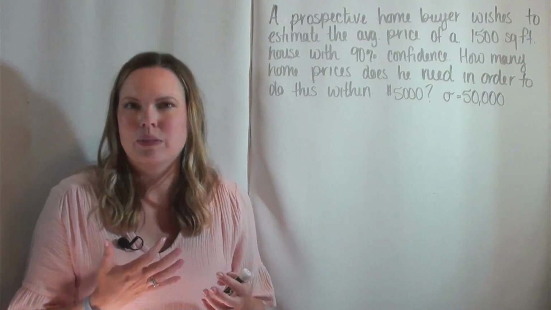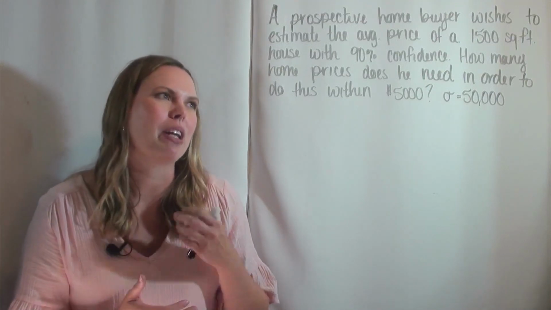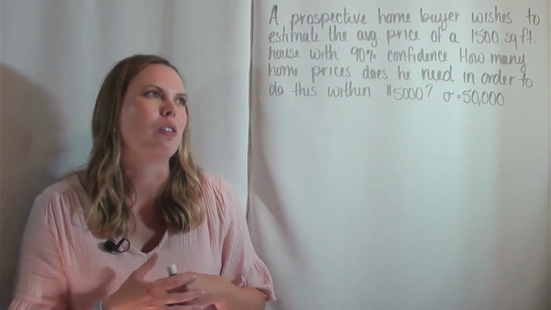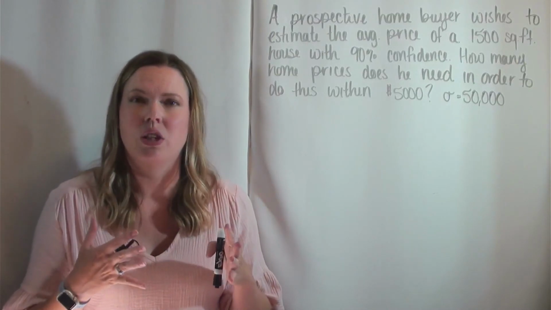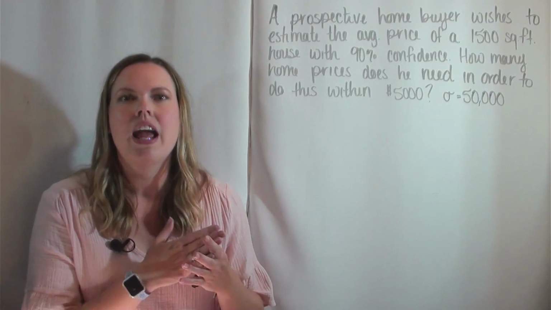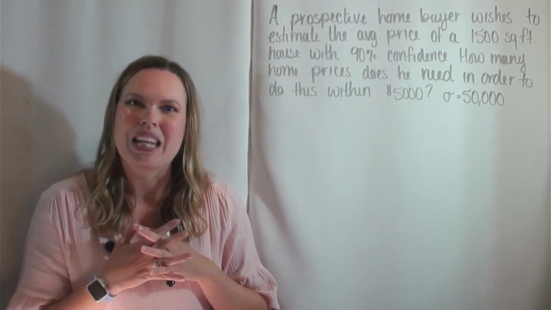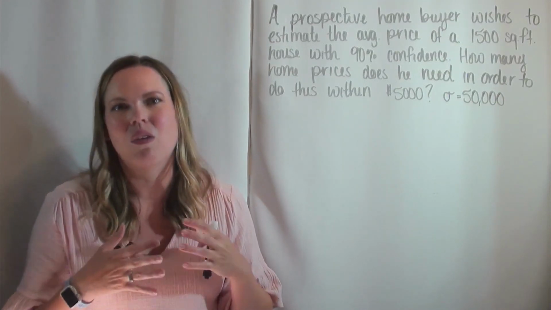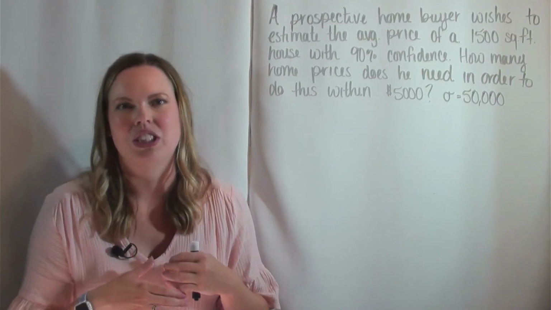We don't have an X bar for that, but we do know that we want to eventually construct that interval, and the question is, here's a margin of error, and then how many houses do I need to survey in order to get that desired margin of error?